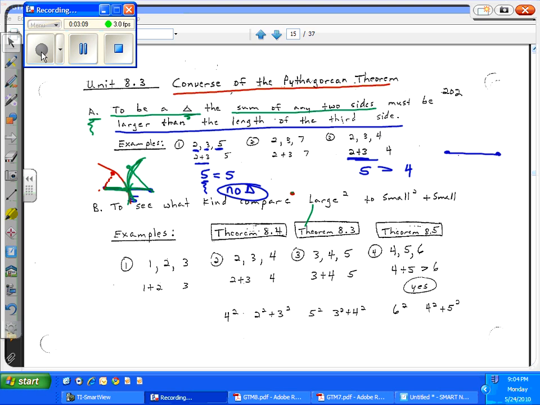And so we could kind of see if it was 4. So, yes, this is a triangle.